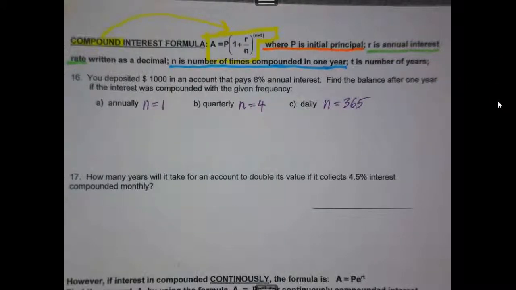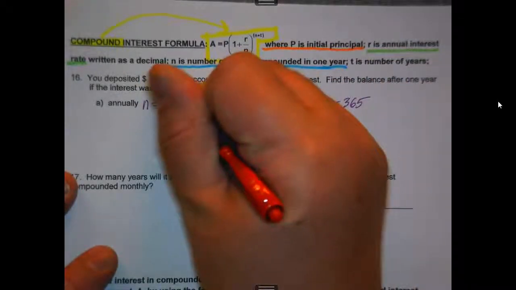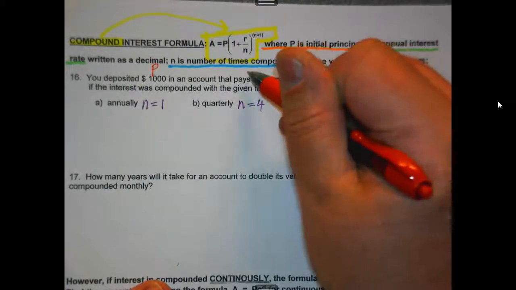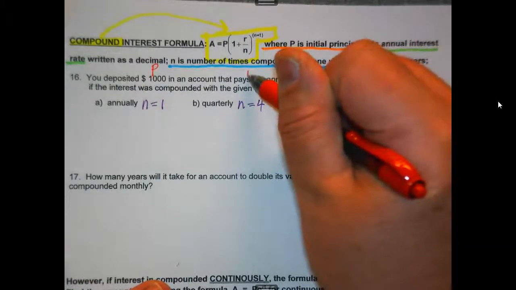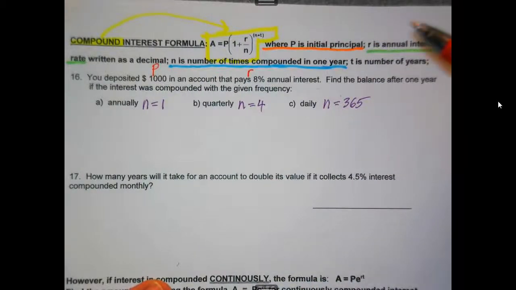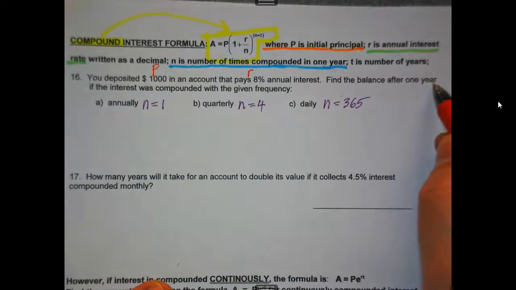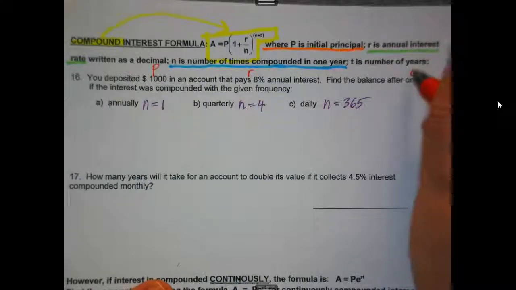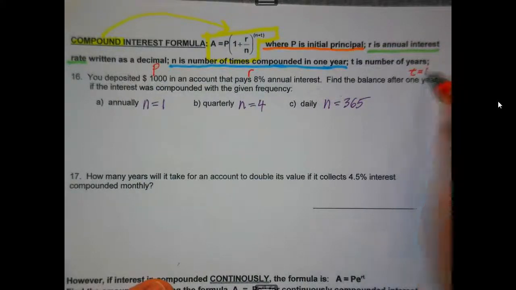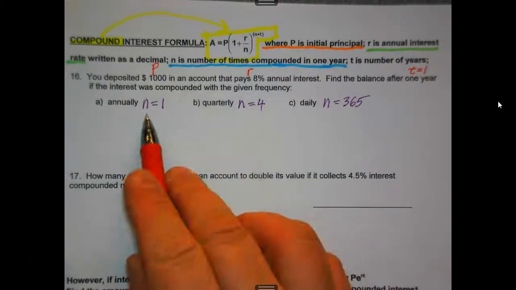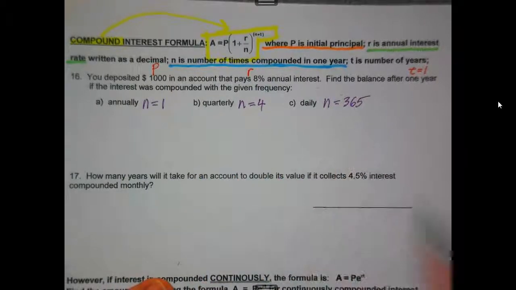Okay, let's see. We deposit $1,000, so there's my initial amount, P, in an account that pays 8%, so my rate is what? Yeah, we'll get to that later. Find the balance after 1 year, so this is my T, right? Was compounded with the given frequencies. And again, we just went through these.